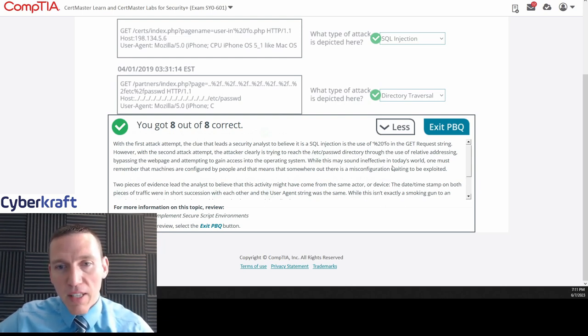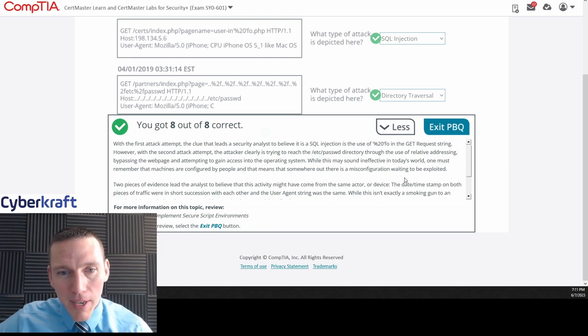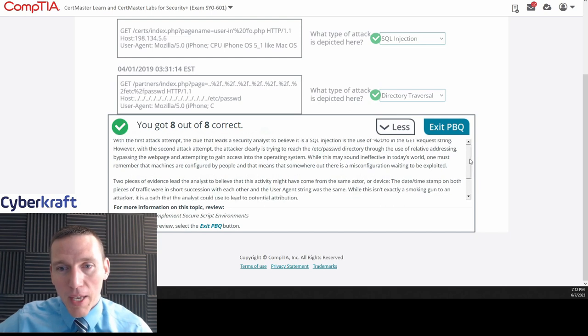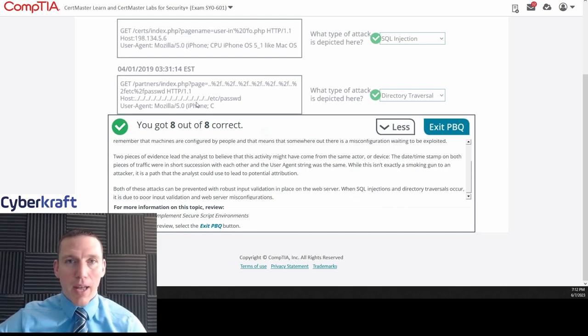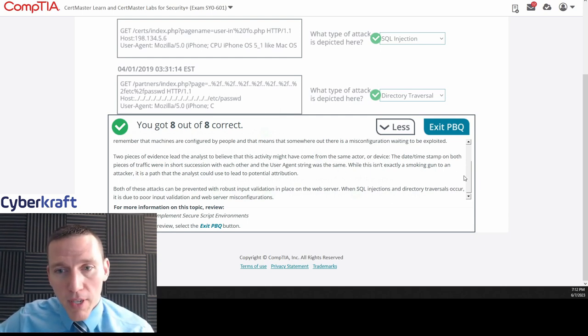While this may sound ineffective, it's very effective in today's world. It happens a lot. One must remember that machines are configured by people, and that means that somewhere out there is a misconfiguration waiting to be exploited. And remember, a lot of these attacks are done by bots. Attackers will use bots or botnets to perform attacks on pretty much any website they can get a hold of and send these requests out. They only need one or two successes out of a couple hundred thousand, and then they can compromise those websites. So the hackers are playing the numbers game.